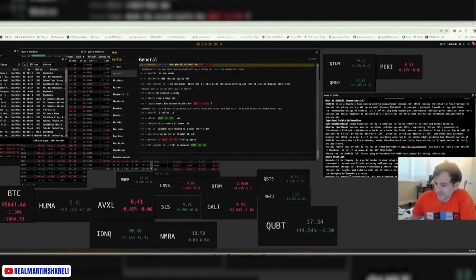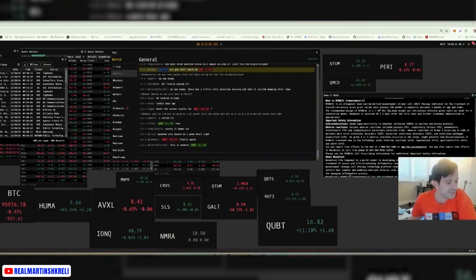Order partially filled. Order filled. The MMs, they're playing with the stock. They're suppressing it so they can get cheap shares.